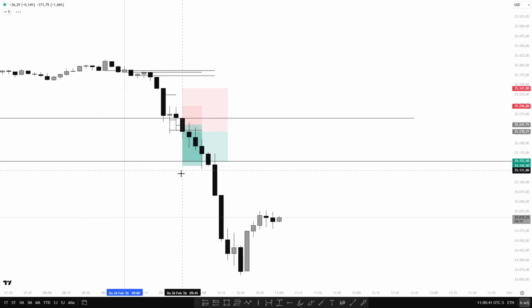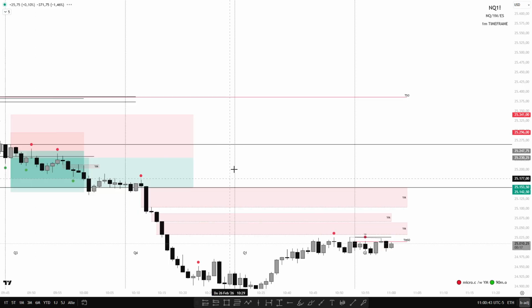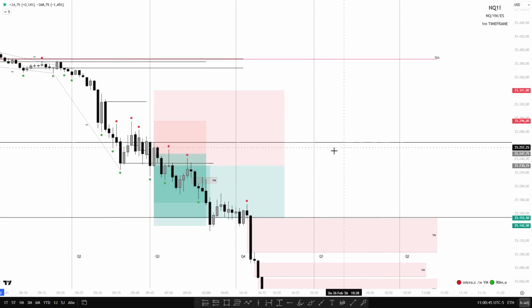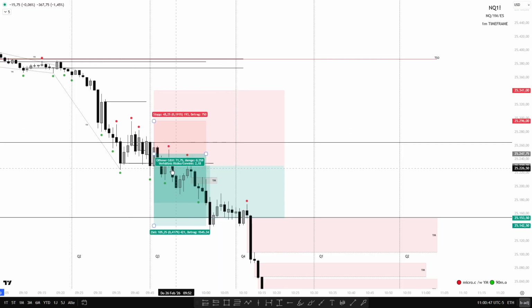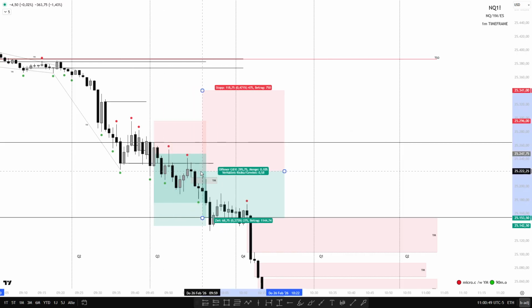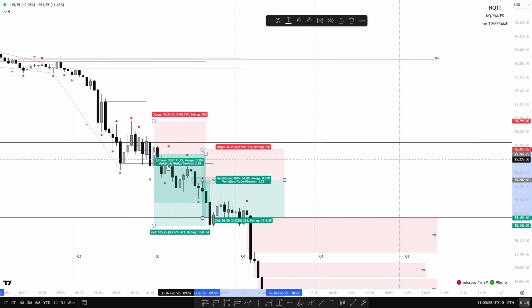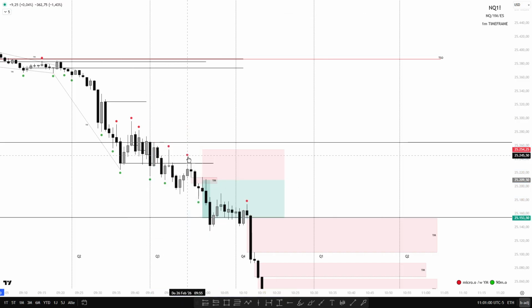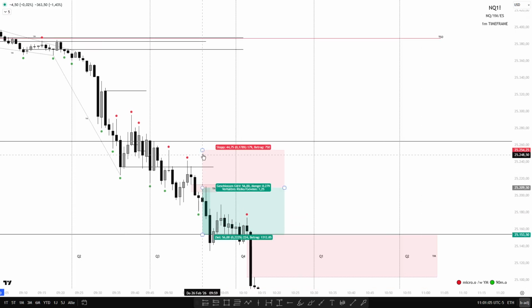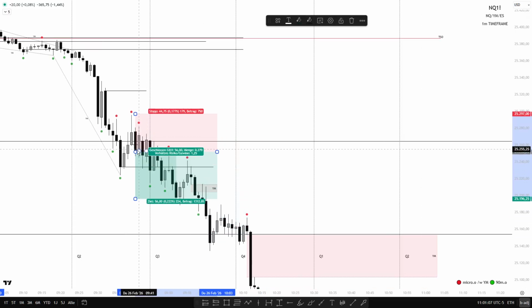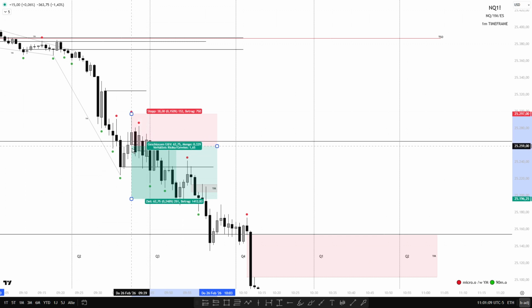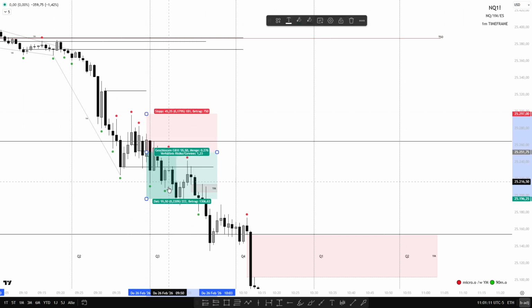No, this can't be true. I might actually have entered lower. Yeah, I think it was this one. Yeah, I remember these were the highs I was putting my stop loss on. Or no, I'm sure it was this high right here. Yeah, it was this high right here, but I entered off this earlier propulsion block.